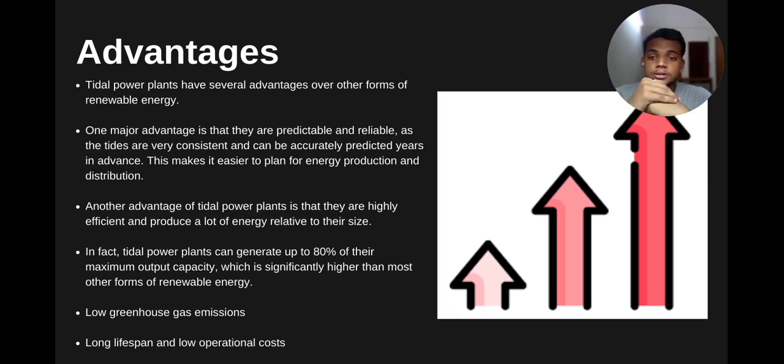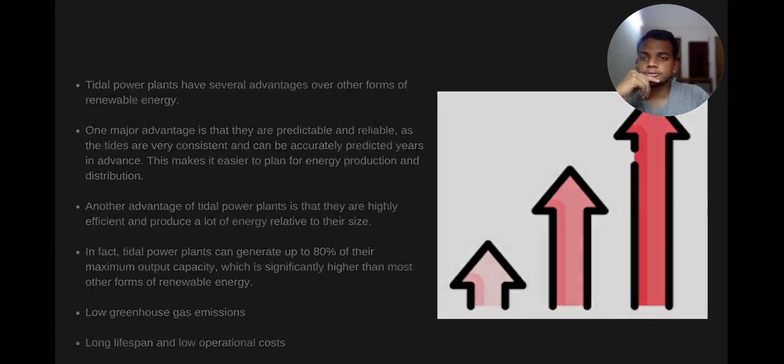For example, it is a proven fact and data that it can generate up to 80% of its maximum output capacity, which is extremely generous when we take into consideration other power plants. And it also has low greenhouse gas emissions, less pollution, less carbon footprint, and it also has a long lifespan and low operational cost. Once it has been established, it consumes little to no cost and monetary investment.